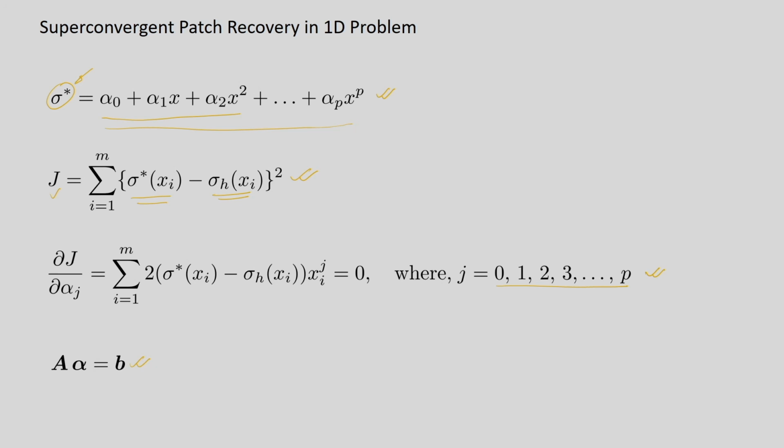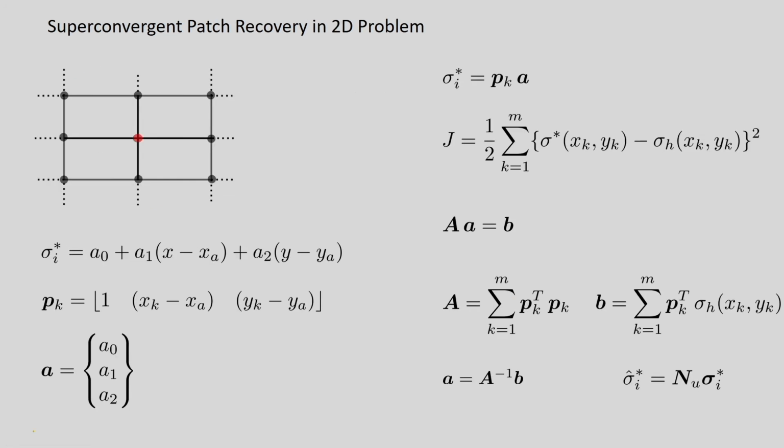Once we get the recovered nodal stresses, we obtain the recovered stress field by using the same shape functions that were used for the displacement, and using those we interpolate the nodal recovered stresses over the overall field. Is that okay? Now let us go ahead and look at 2D problems, and how to extend this idea.